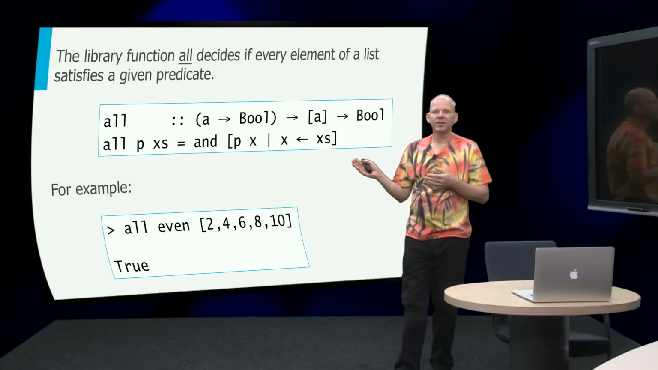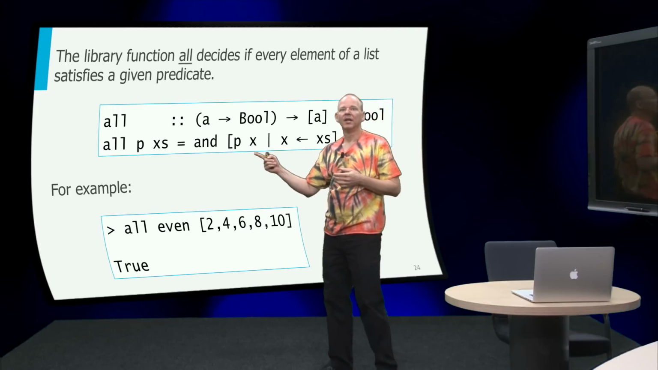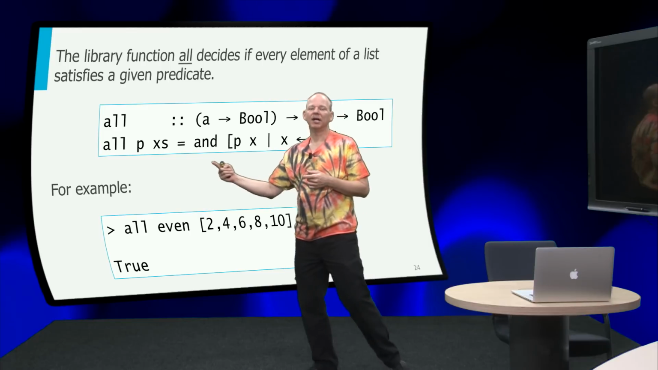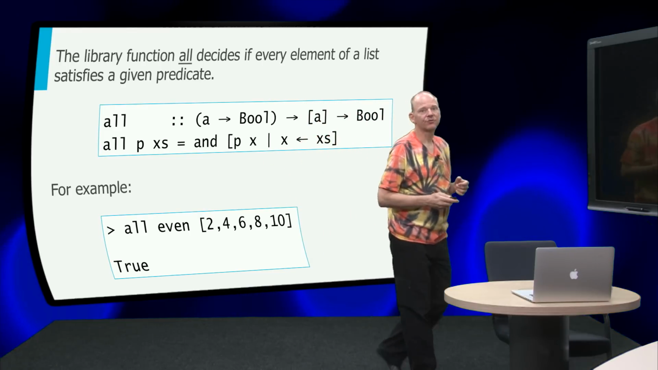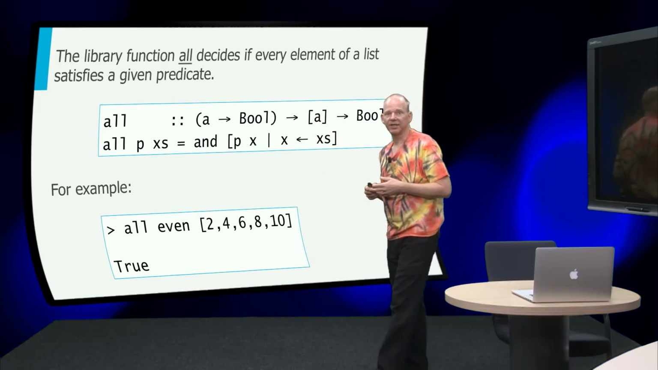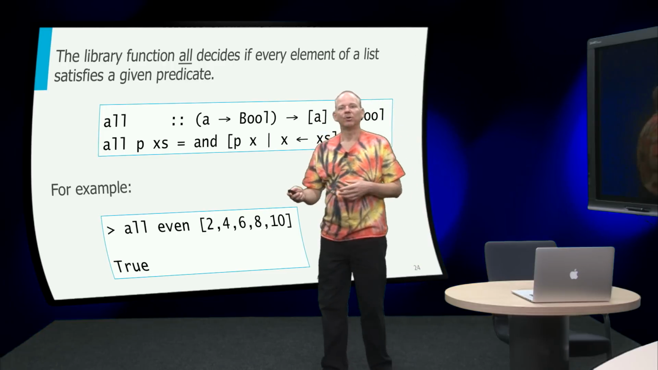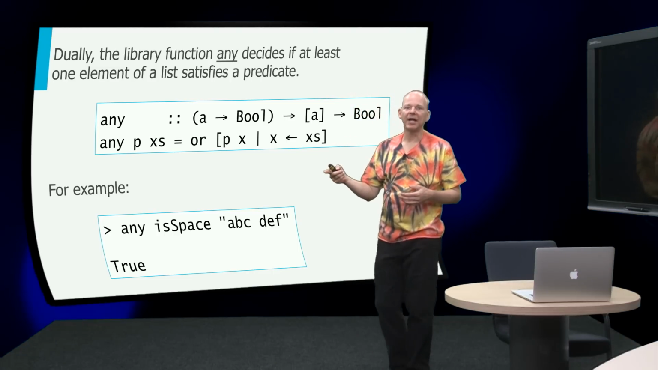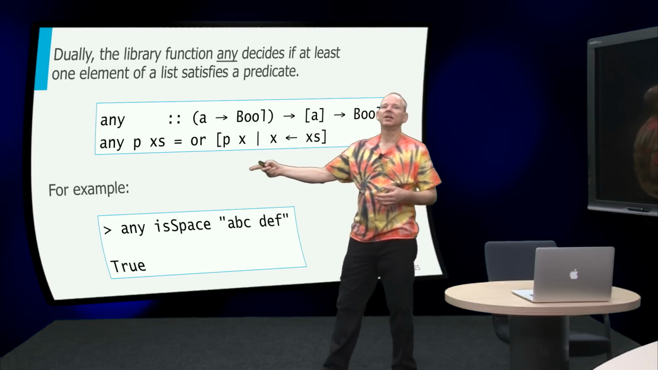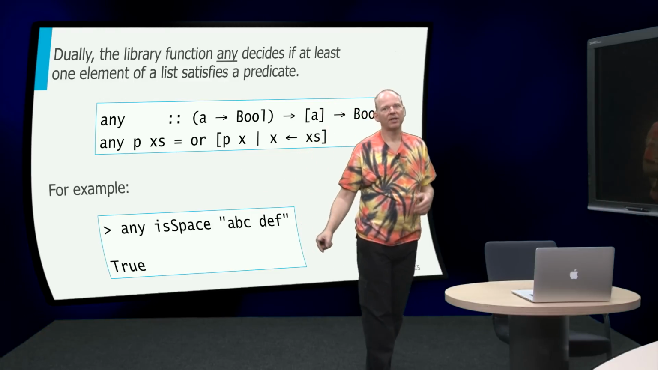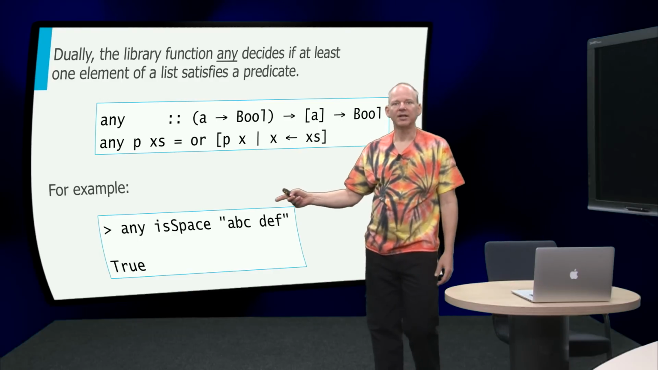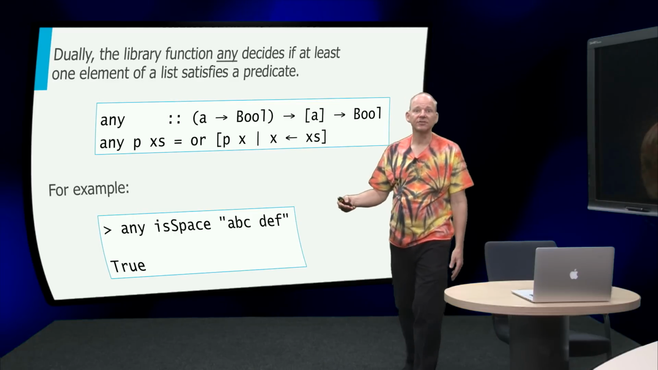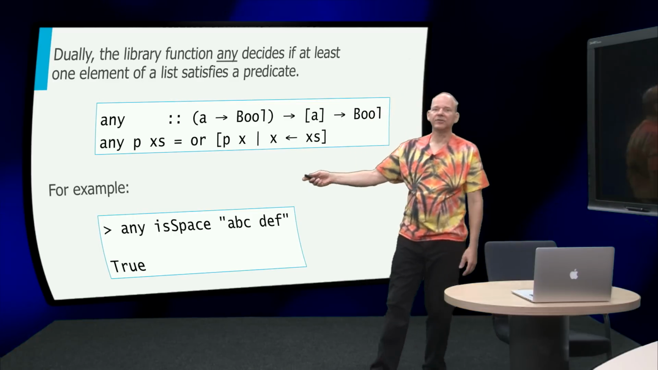All is defined as: map P of X to the list xs, and then check whether every one of those is true. A nicer definition of this would be map of P compose and. Any is the same thing. We map P over the list xs, and then we call OR. So for example, if we want to check that this string here, ABC space DEF, contains a space, we can call any isSpace, a function from character to bool, and this will return true.